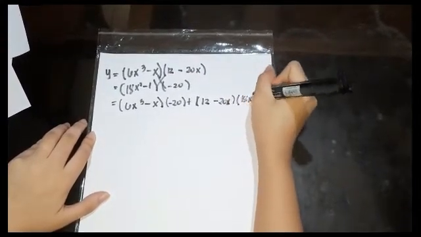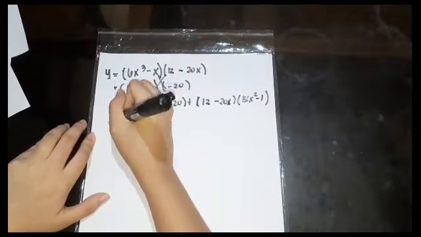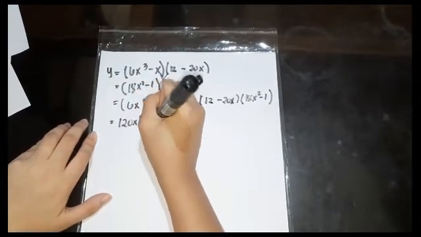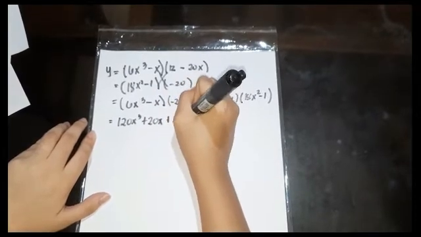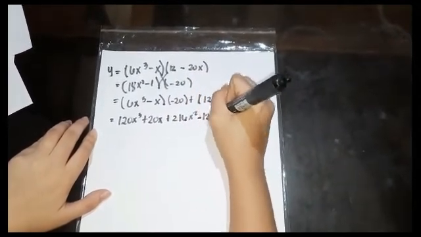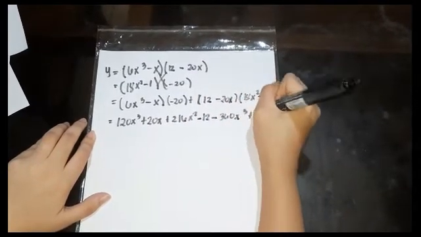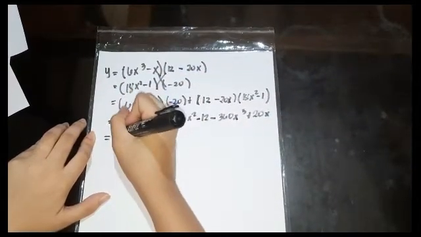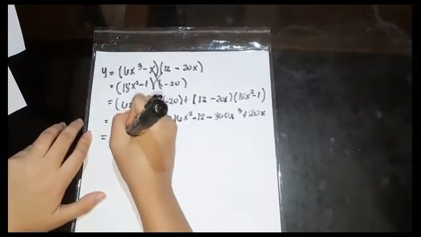And then after that, you simplify. The calculus only happens here. And next would be the algebra. And after that, you simplify it and combine like terms.